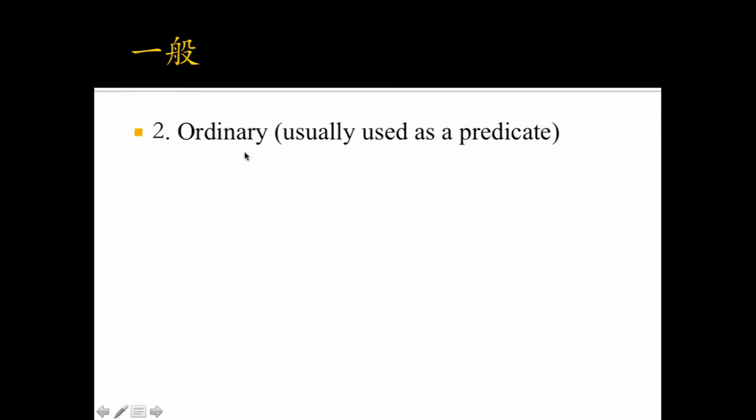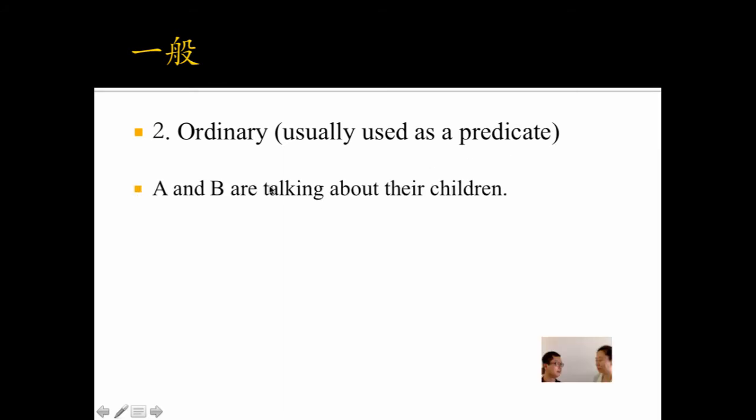For example, 这本书很一般，我不想看。这本书 is a subject, 很一般 is a predicate. 我不想看 means I don't want to read it, so this book is just so-so. Let's see another example. Parent A and Parent B are talking about their children.